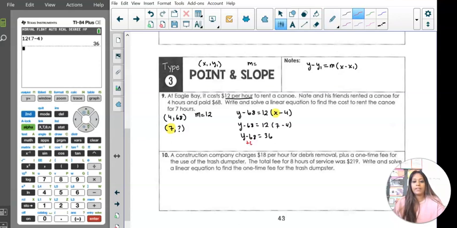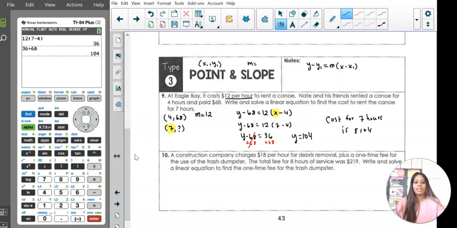So I'm going to go ahead and add 68 on both sides. And then you have here 36 plus 68, and that is 104. So this crosses out. So you just have y equals 104. So I found for 7 hours it costs $104. So total cost for 7 hours is $104 to rent a canoe.